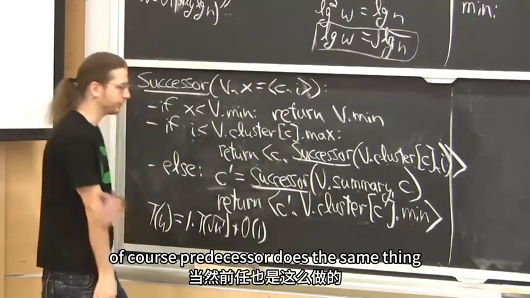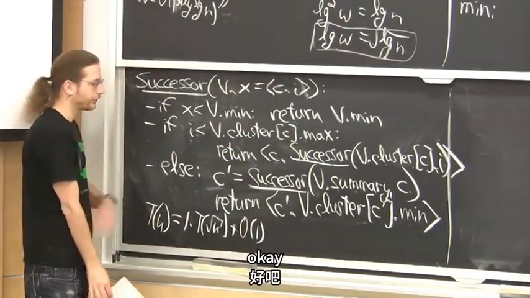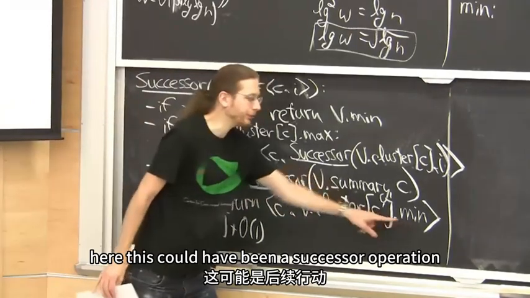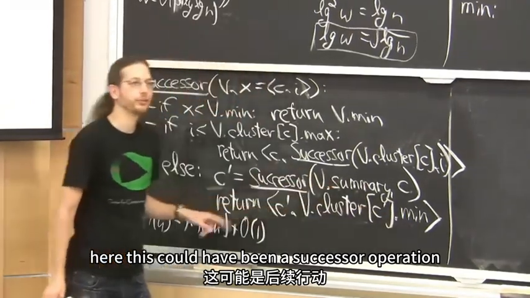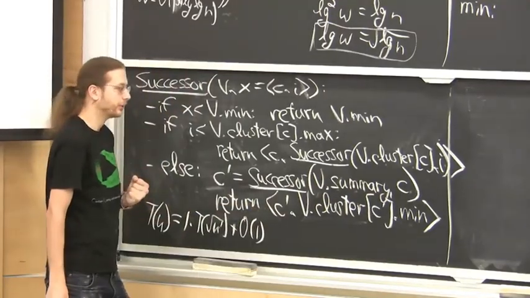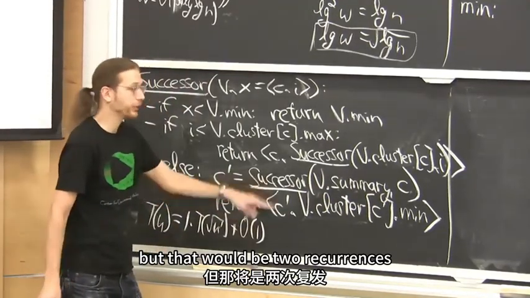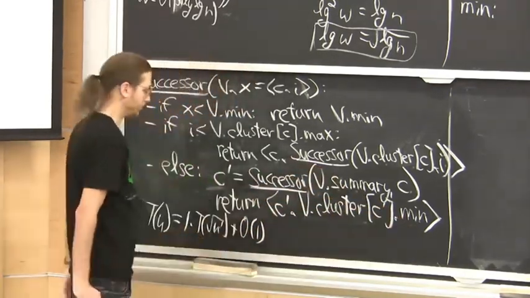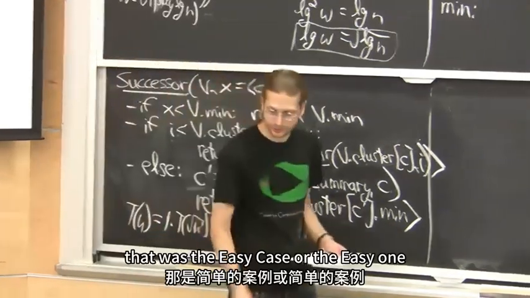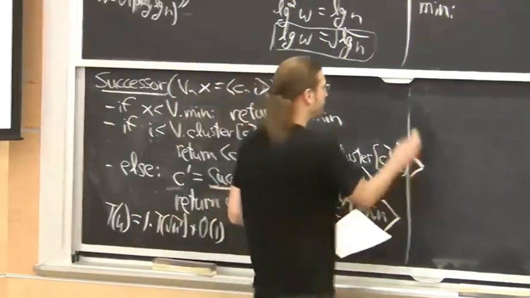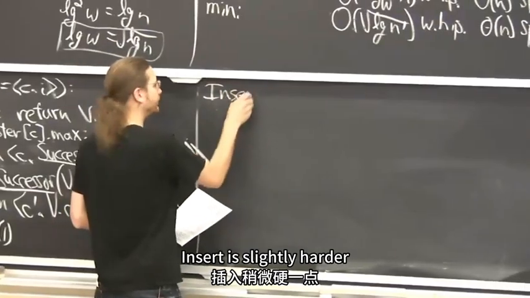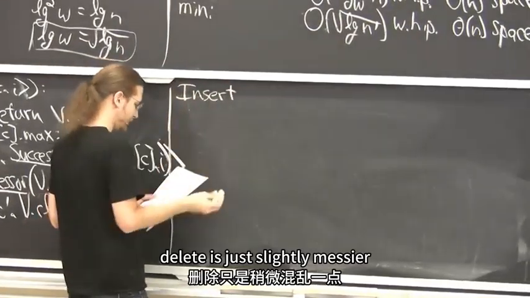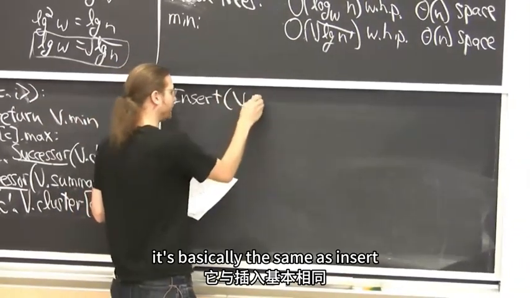And of course, predecessor does the same thing. Okay, so the slight cleverness here is that we use the min here. This could have been a successor operation with minus infinity as the query, but that would be two recursions. We can only afford one. Fortunately, it's the min item that we need. So we're done with successor. That was the easy case. Insert is slightly harder. Delete is just slightly messier. It's basically the same as insert.